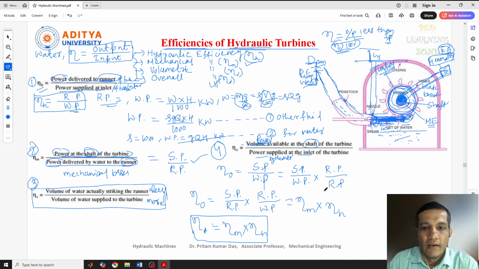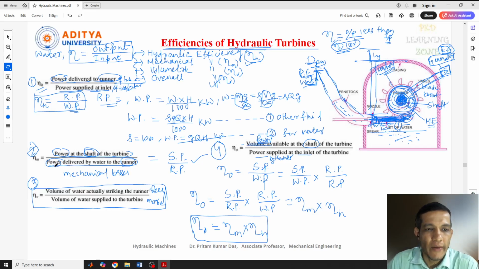I hope you understand this theory. It is simple, but we need to remember one by one where it starts and where it ends. All these terminologies are interlinked with each other. The hydraulic efficiency talks about the water. After supplying the water at the inlet, how much power is delivered to the runner? Initially the water strikes the vane, and the vane supplies power to the runner, between condition 1 and condition 2.